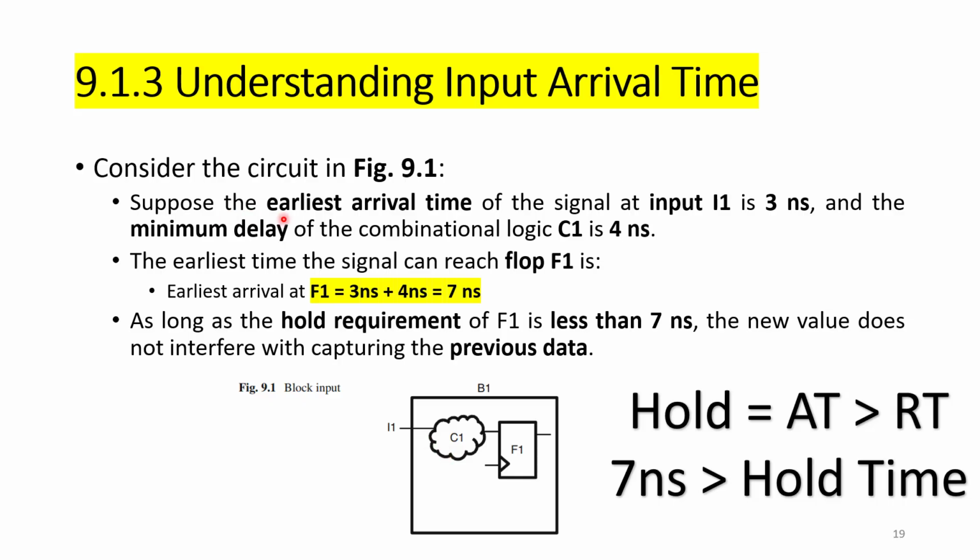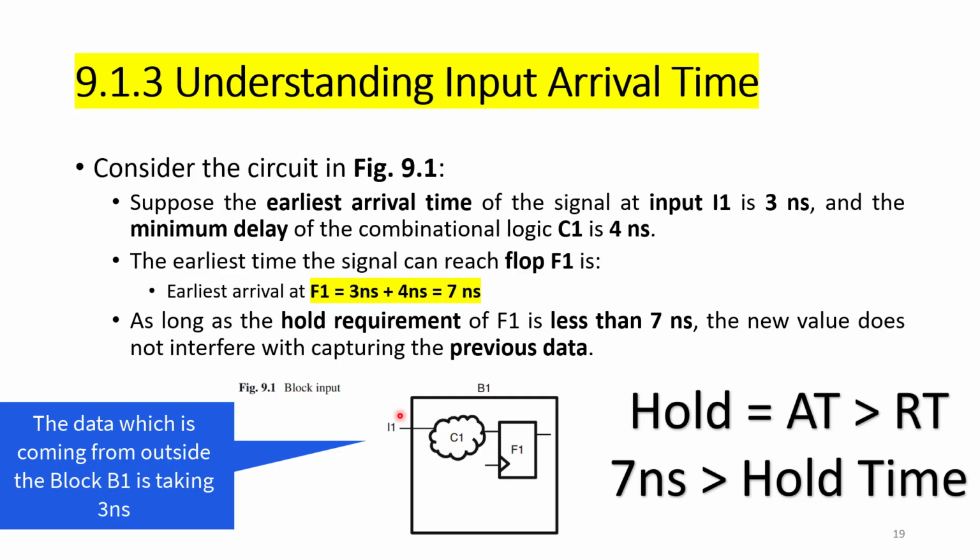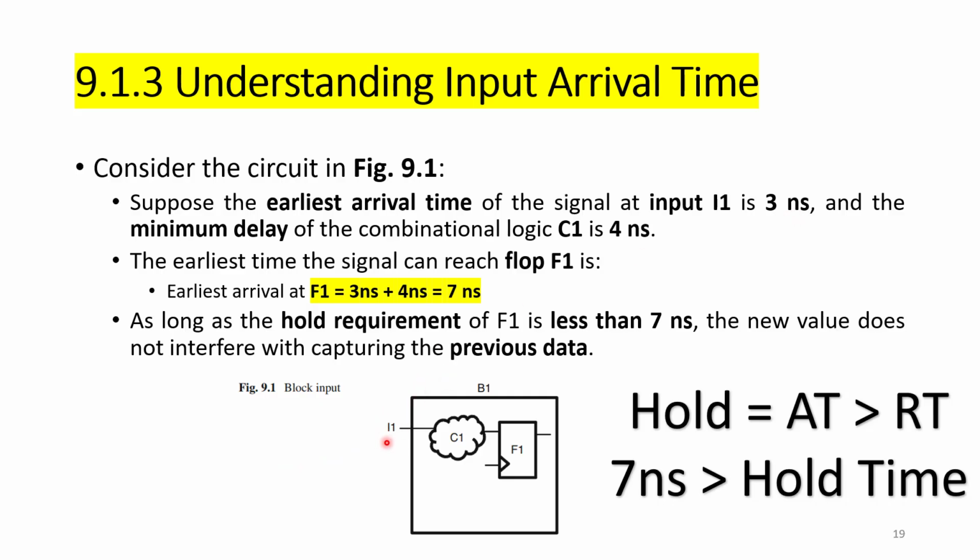So this is the figure. Suppose the earliest arrival time of the signal at input I1 is 3 nanoseconds. Means the data will be available at this particular input I1 after 3 nanoseconds. So at 3 nanoseconds the data will be available, and the minimum delay of the combinational logic C1 is 4 nanoseconds. So it is adding another delay of 4 nanoseconds.